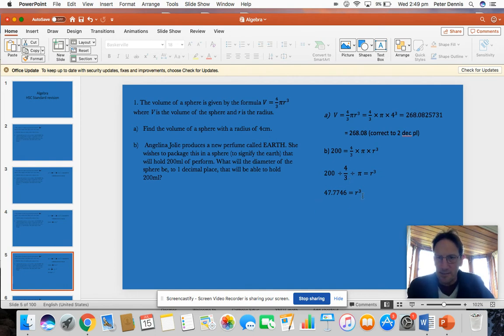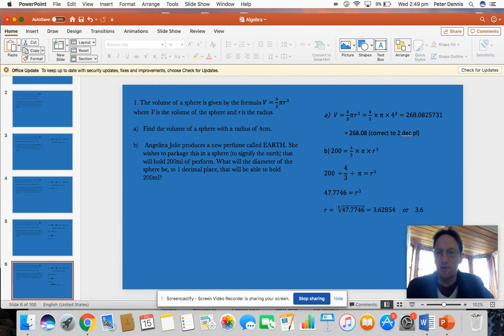This is the hard step. How do we do this on our calculator? You need to know how to do the cubed root on your calculator. You can do the power of 1/3 instead of the power of 3. What's the opposite of that? The power of 1/3. Or there's a button on your calculator. All calculators are different. You need to get used to it. But what you should get is the cubed root. There it is there, is 3.62, or 3.6 if it's to 1 decimal place, as the question asked.